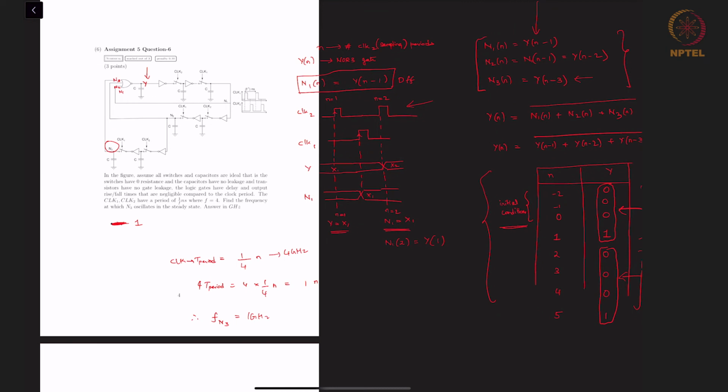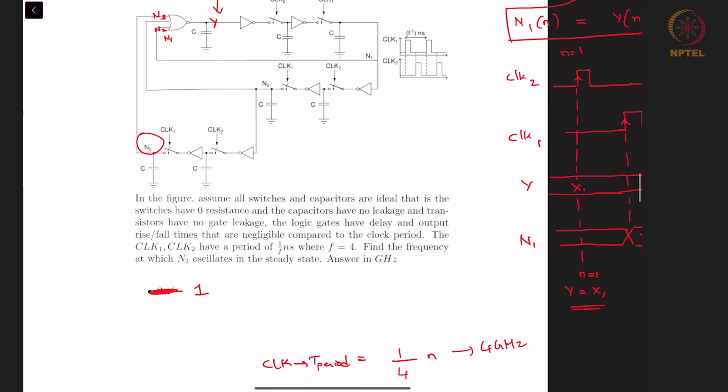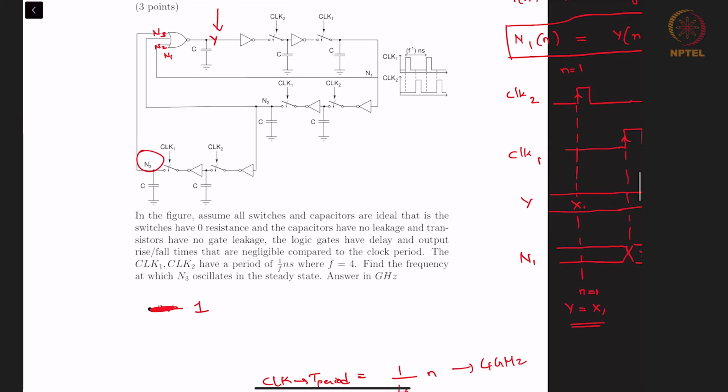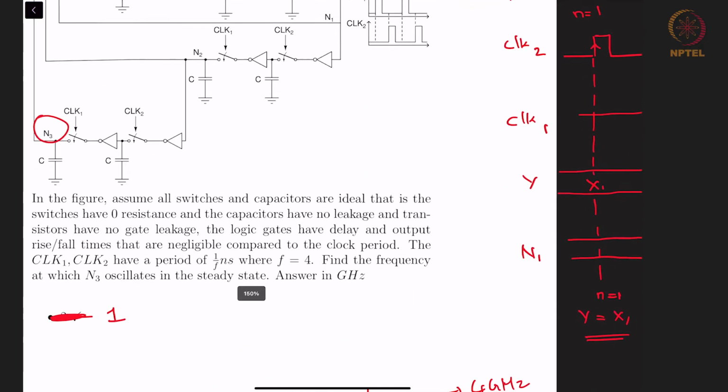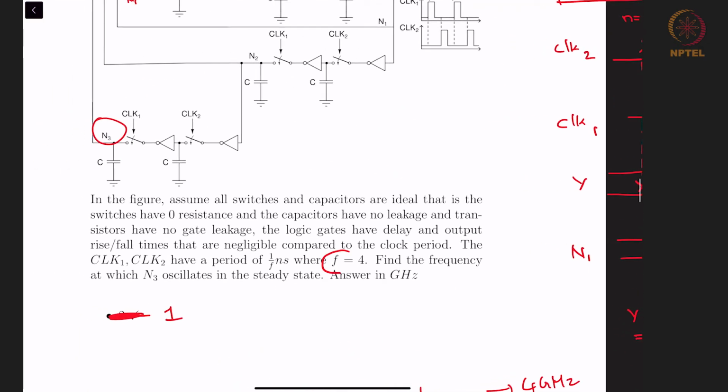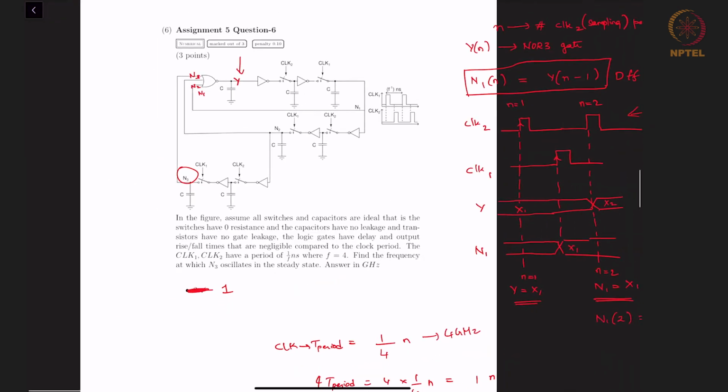The frequency at which node N3 oscillates is the same as the frequency at which node Y oscillates, which is 1/4 the original frequency. Basically, it takes 4 clock periods, so it is 1/4 the clock frequency. The clock has a frequency of 4 gigahertz, so 4 divided by 4, that's 1 gigahertz is the answer.